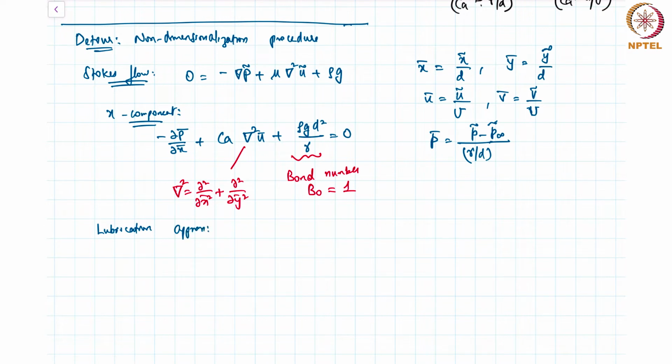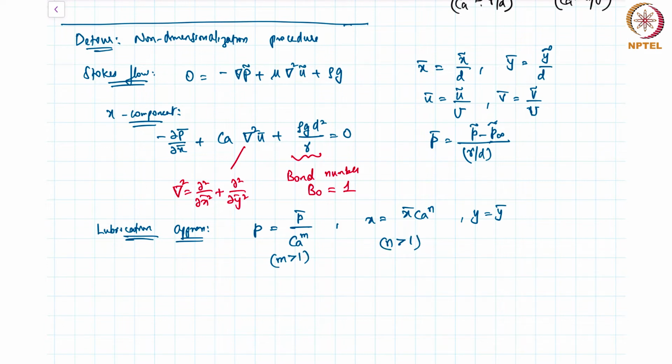So lubrication approximation for this particular problem is done as follows. We will just say the non-dimensional variable in the lubrication approximation is just P bar by capillary power m. We will say x goes like x bar capillary power n, and we'll say y is y bar. So notice that x bar is being multiplied by a quantity which is capillary power n, where we'll take n to be greater than 1, and we'll also take m to be greater than 1.